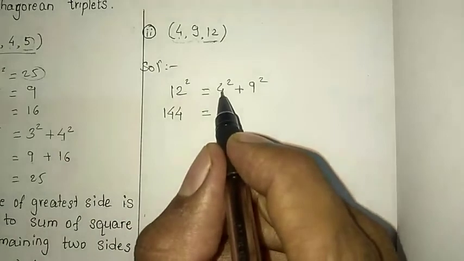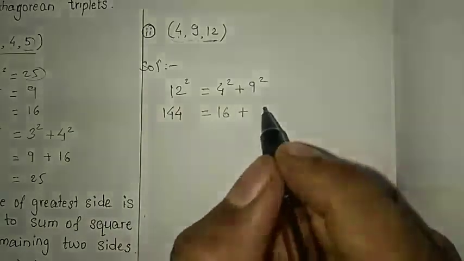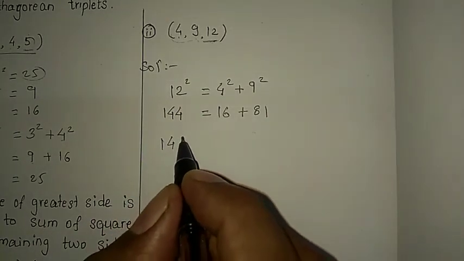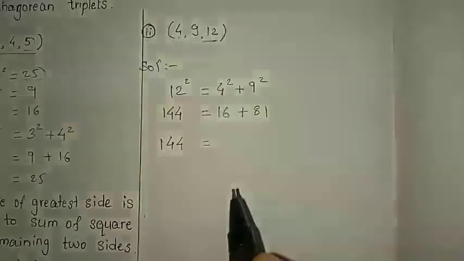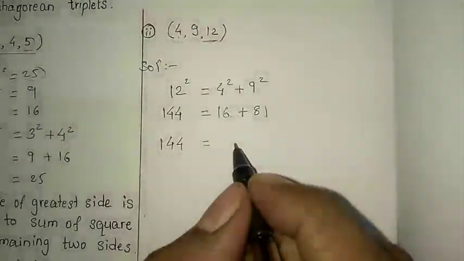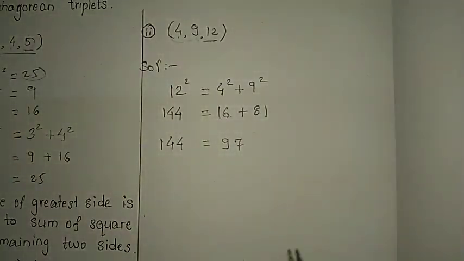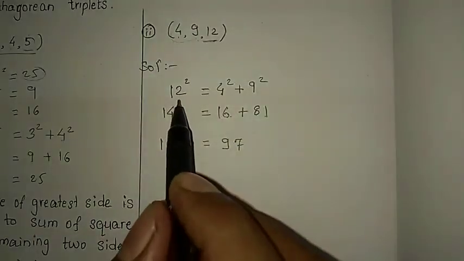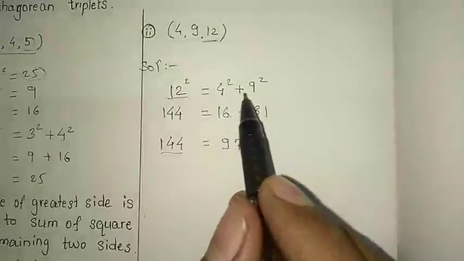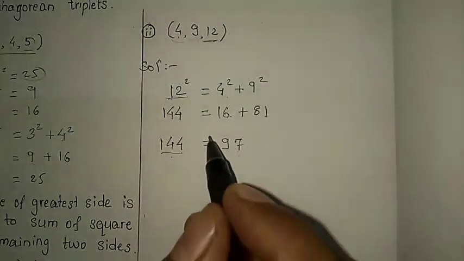Equal to, what is the square of 4? 16, plus what is the square of 9? It is 81. Now 144 equals 16 plus 81, how much is that? 6 plus 1 is 7 and 8 plus 1 is 9. It is 97. So the square of the greatest side is 144 and the sum of the squares of the remaining two sides is 97. So 144 is not equal to 97.